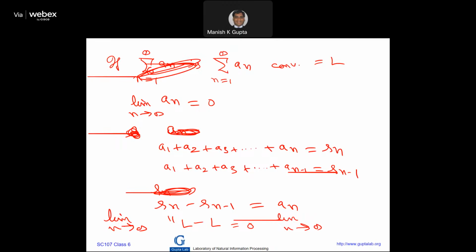I have shown you only one side. If the series is convergent, the nth term goes towards 0. Simple observation, beautiful observation, right? What about the converse? If the limit as n tends towards infinity is 0, can we say that the series is convergent? So provide a counterexample, as a homework problem for you.